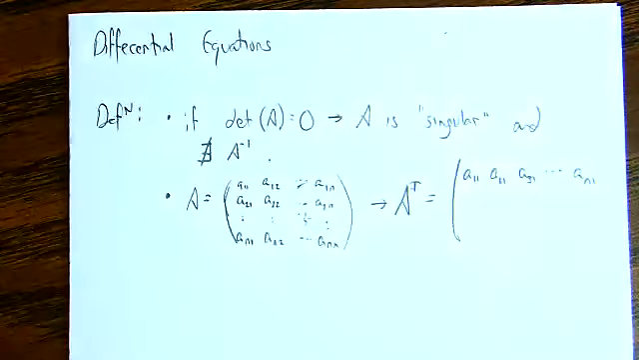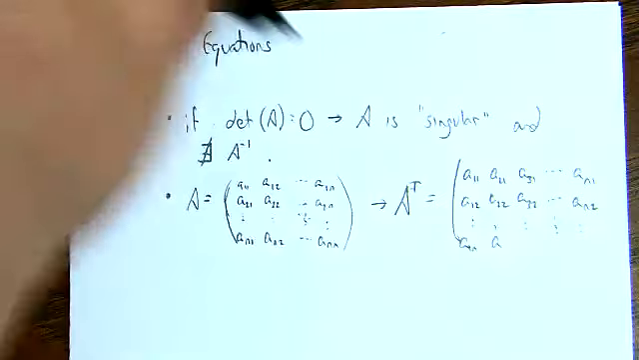A11, A21, A31, all the way out to An1, A12, A22, A32, all the way out to An2, all the way down to A1n, A2n, A3n, all the way out to Ann.